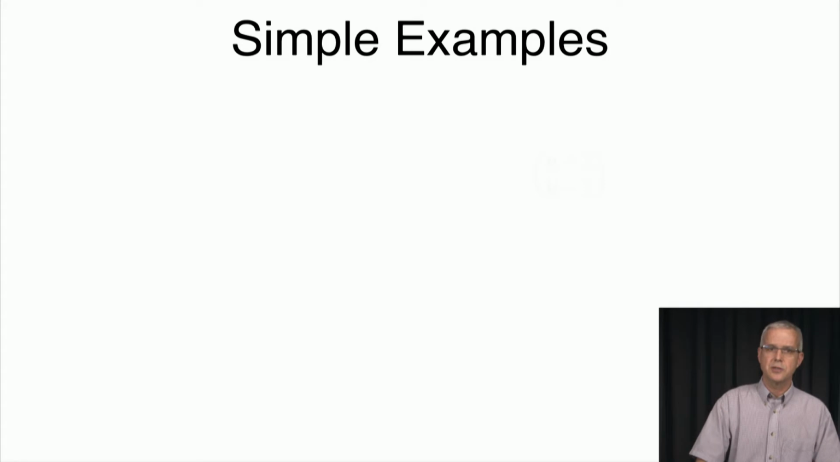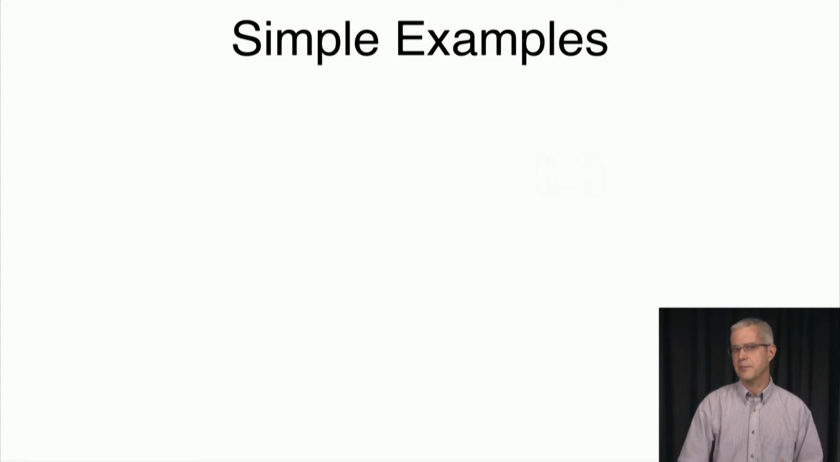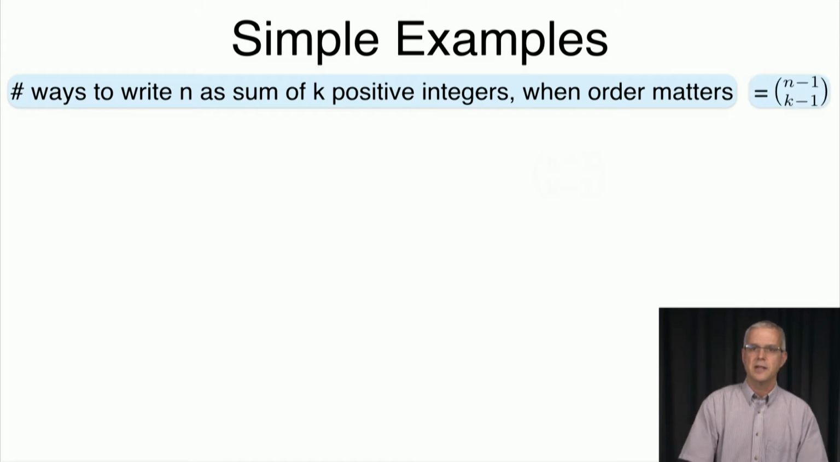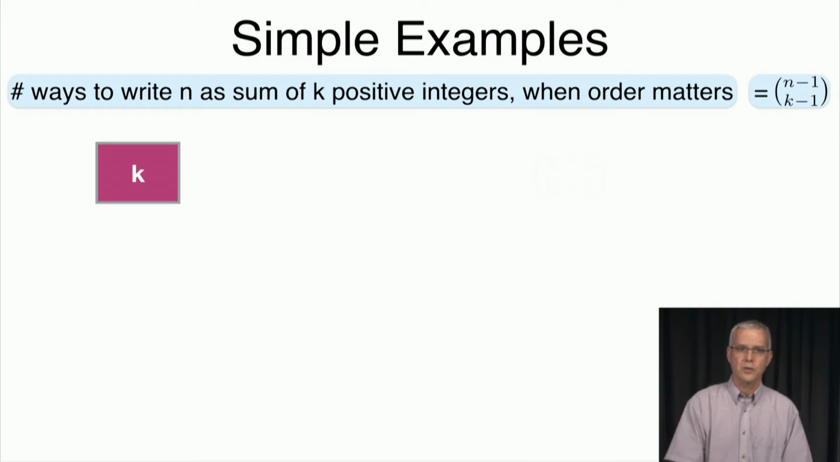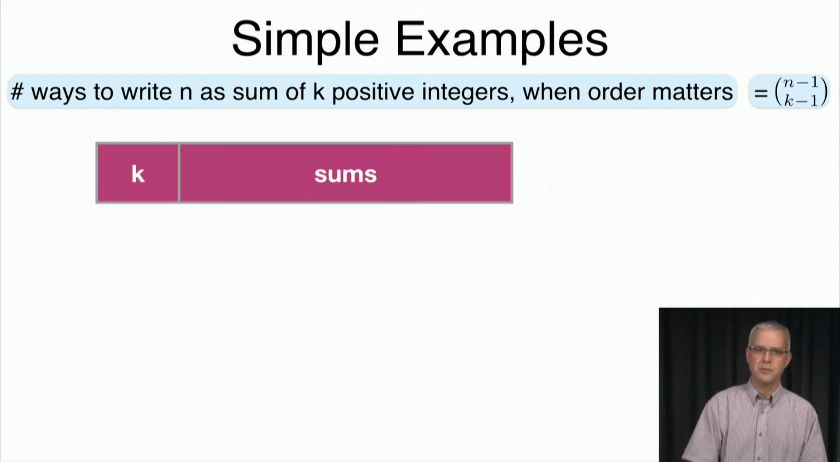All right, so let's do a couple of simple examples just to make sure we agree with the formula that we had. Just to remind us, it said that if you want to write n as a sum of k positive integers, when order matters, then we can do it in n minus 1 choose k minus 1 ways. So let's look at some simple values of k. We'll look at the sums and this formula.